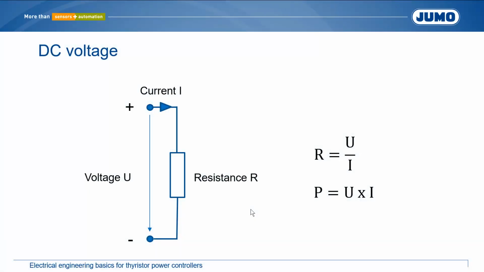Thyristor power controllers can only switch AC voltages. Nevertheless, the short introduction is based on the example of a DC voltage. If a DC voltage is applied to a resistor, a DC current flows through it. The existing resistance is the voltage divided by the current. The power converted in the resistor is the product of voltage and current. The current flows from the so-called plus to the minus pole.